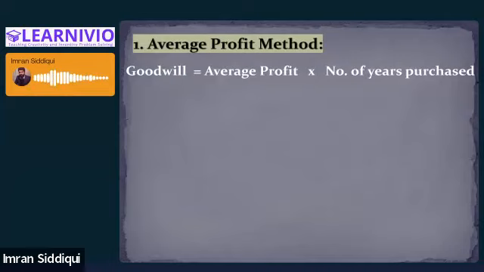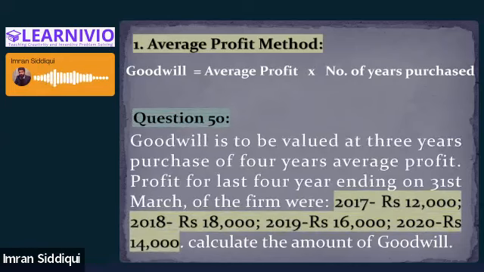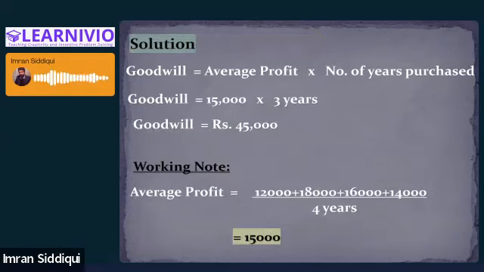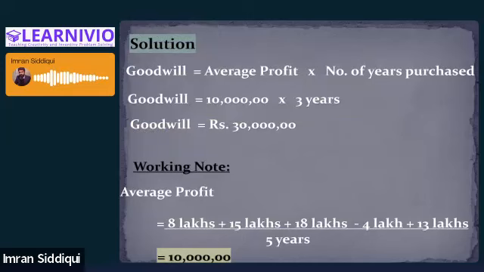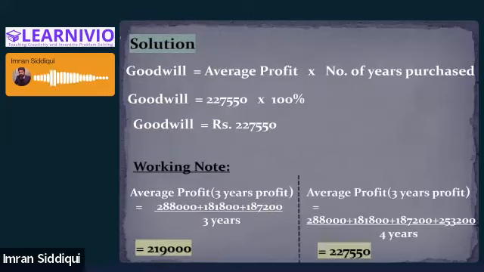We had discussed the average profit method, which is pretty simple. In this method, we first need to find out the average profit and then multiply it with the number of years' purchase. Number of years' purchase is something you won't be required to calculate; it will always be there in the question. But in most questions, average profit will not be there directly, so you will have to do certain calculations to arrive at the average profit, and then calculate the value of goodwill by multiplying by the number of years' purchase. On this method, I guess we did three questions, which I'm sure you understood well. Now we'll move to the next topic.